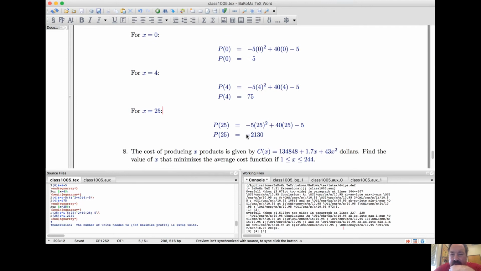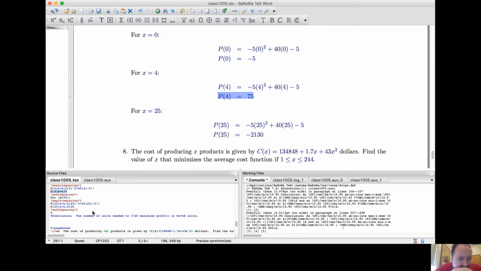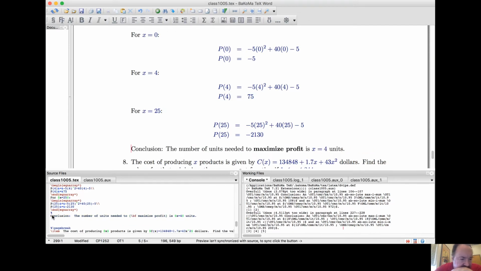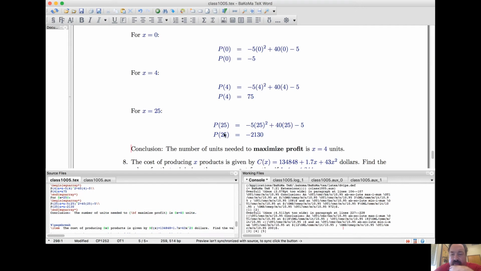So yes, we get a very negative profit in that case. So here we have a maximum. So at 4 units, profit is maximized.